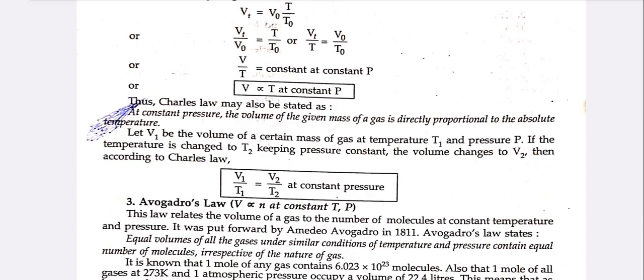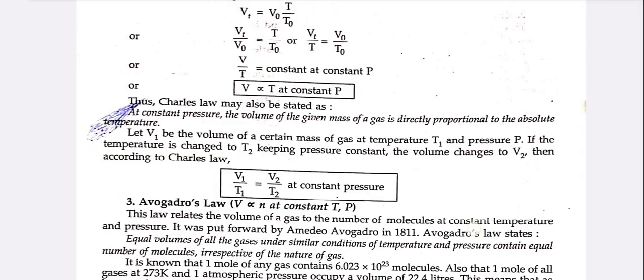Let V1 be the volume of a certain mass of gas at temperature T1 and pressure P. If the temperature is changed to T2, keeping pressure constant, the volume changes to V2. Then according to Charles' law, V1/T1 = V2/T2 at constant pressure.